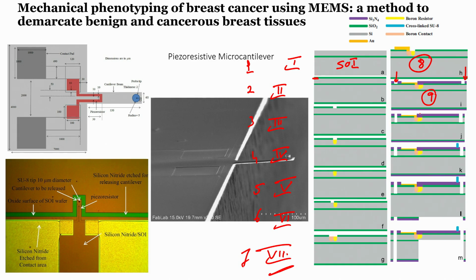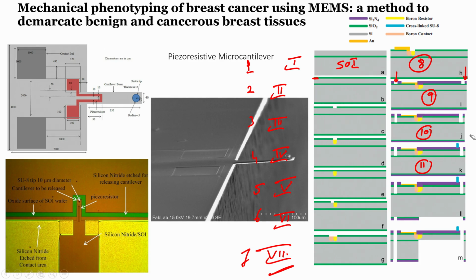Next step, which is step number 10, would be that you etch silicon dioxide and silicon through this window, right, using your RIE and DRIE. And the 11th step would be you spin coat everywhere SU8 and then do lithography such that you only have the SU8 tip, which is protected here, is step number 11.